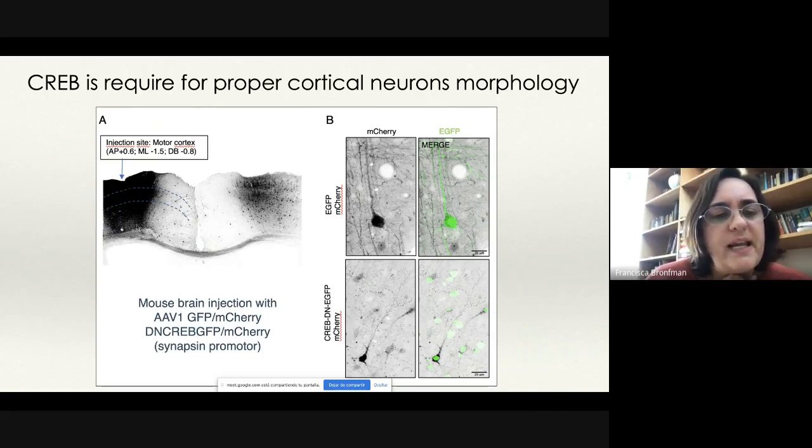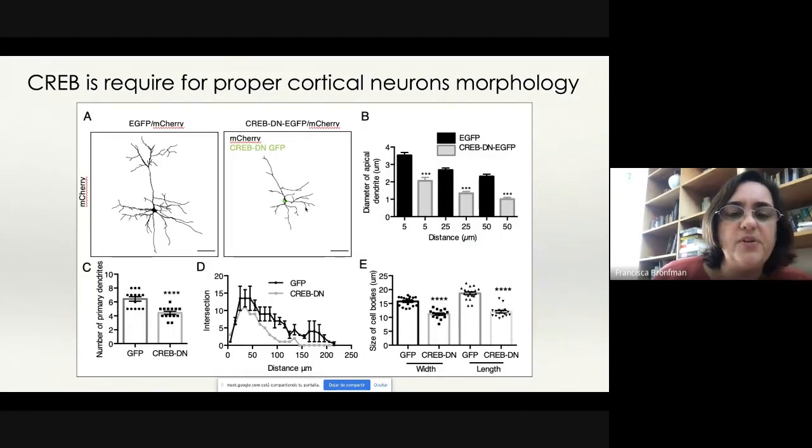When we express a dominant negative of CREB in layer 2-3 of the cortex, here with adeno-associated virus, you can see here the morphology of a pyramidal neuron that is expressing mCherry and GFP. And here you can see the morphology of a neuron that is expressing the dominant negative of CREB and mCherry. So here is the CREB in the nucleus, and here is mCherry. So with the dominant negative of CREB, the change in morphology is better illustrated. So we have to reproduce this experiment several more times, but it's very suggestive that expression of a dominant negative of CREB will have a similar phenotype to reducing BDNF and TrkB.